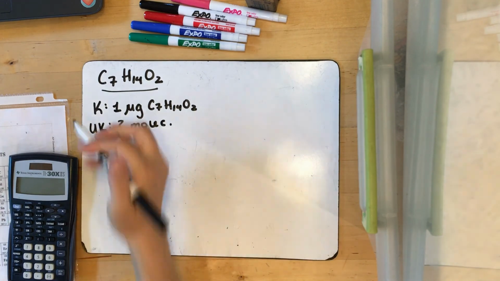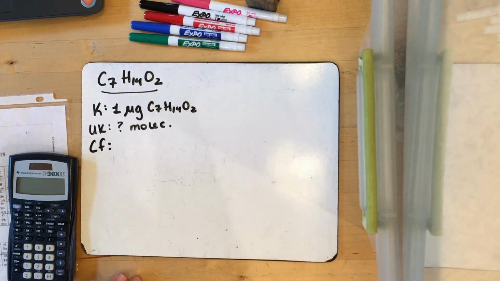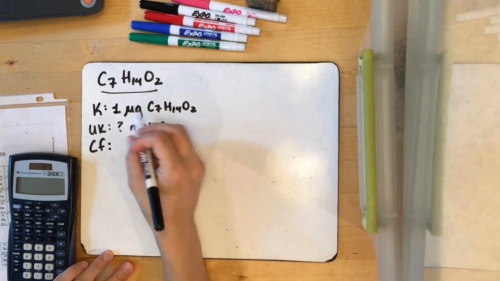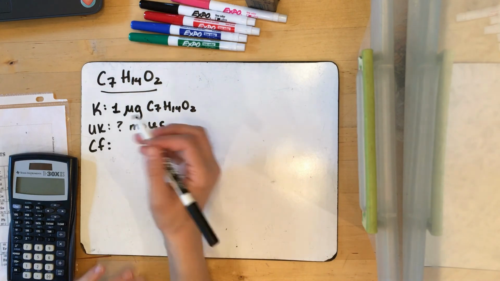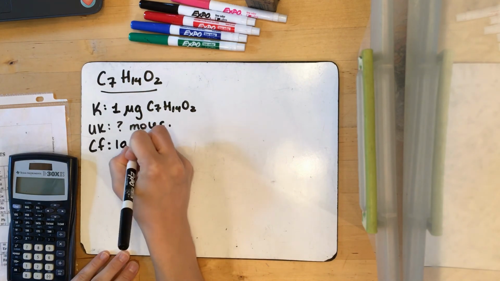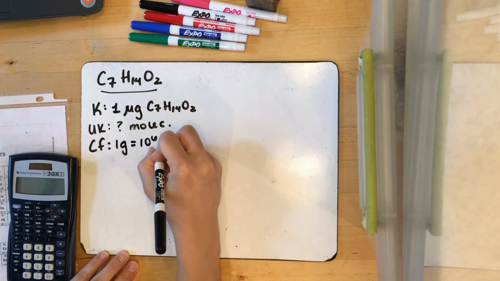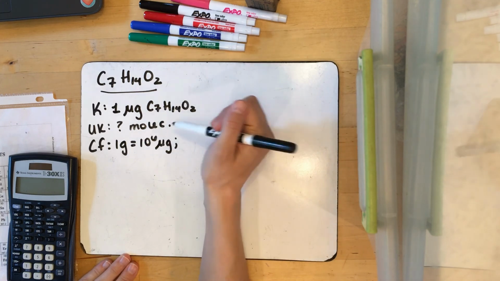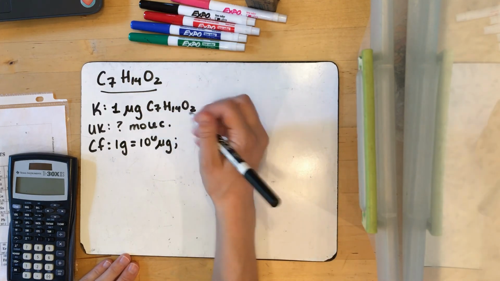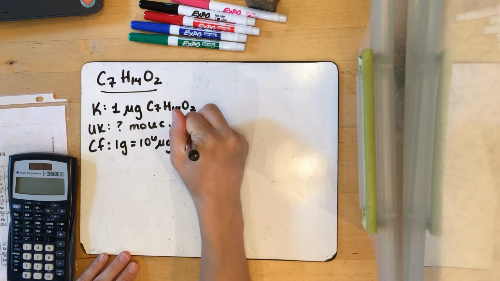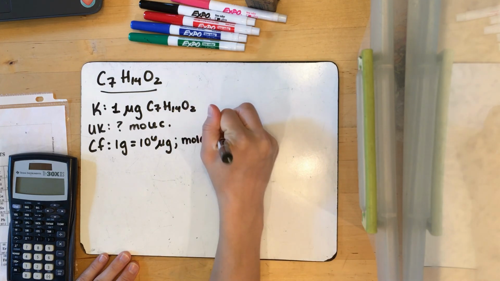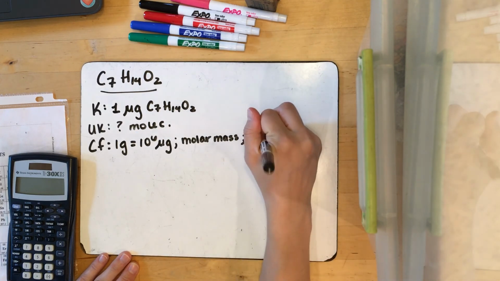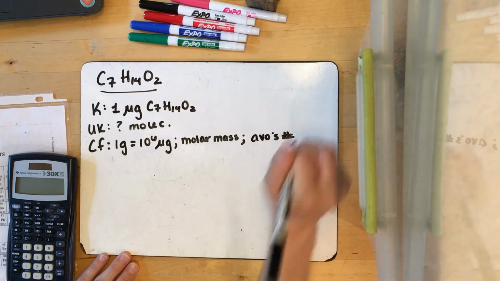So, in order to do this problem, we need a few conversion factors. First, we need to go from micrograms to grams because we can't convert micrograms to moles. So we know that 1 gram is equal to 10 to the 6th micrograms. Once we have grams, we'll need to convert to moles in order to get to molecules. So we'll have to use the molar mass of this compound. Finally, to get to molecules, we'll have to use Avogadro's number.